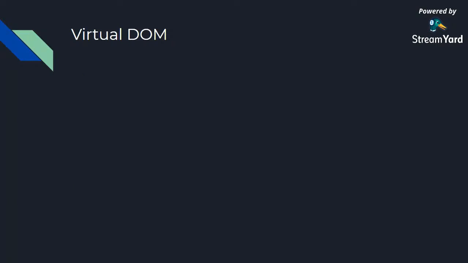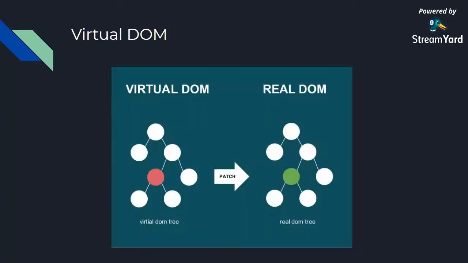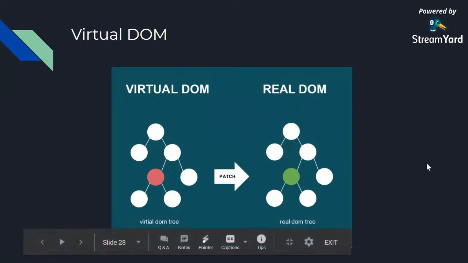Now, once that particular change has happened, as you can see in this image, this is a tree-like structure, okay? This is the parent element and the child elements and so on. So, for example, we make a change to this particular element. Okay, so the virtual DOM keeps track of that change.